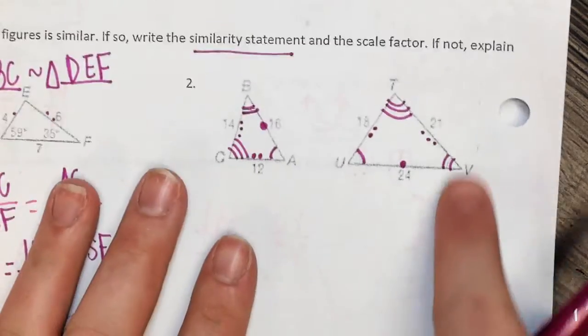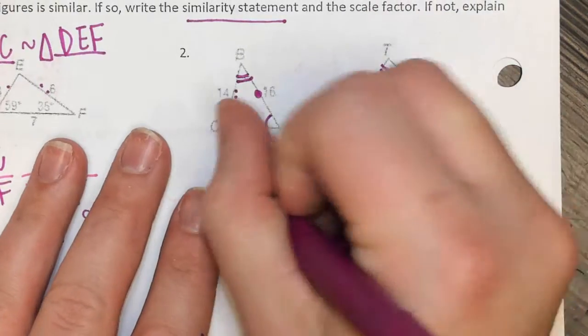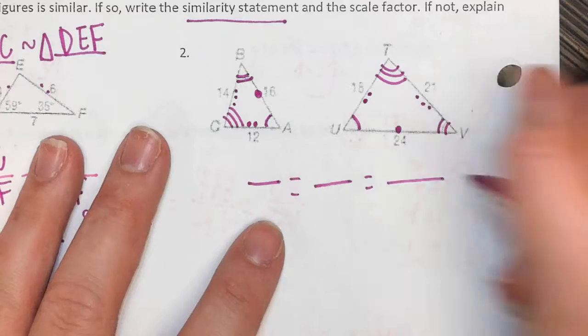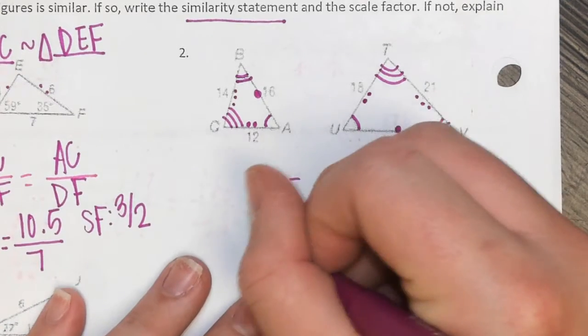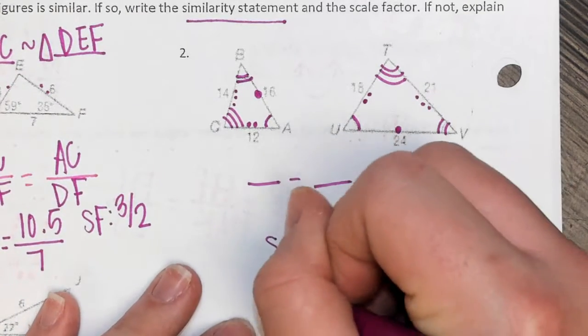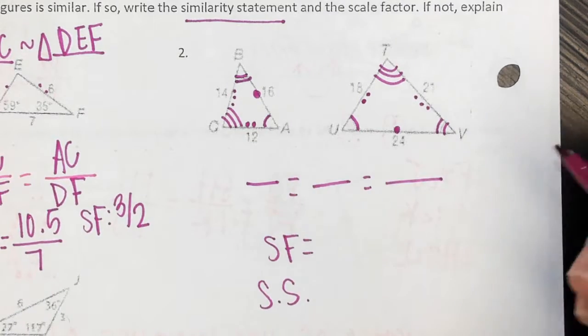So all I need you to do here is set up your proportions. Tell me if they're the same. If they are, what's the scale factor and what's the similarity statement? Same thing for number 3.